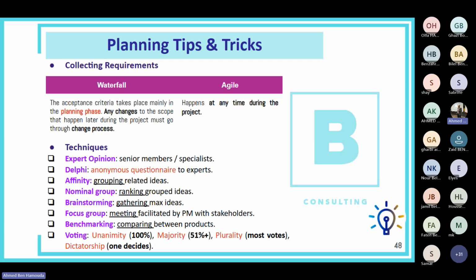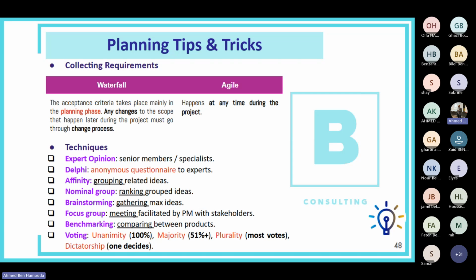Okay. Now, in order to collect requirements in our training, we've seen several techniques, such as expert opinion, having some senior members or specialists provide their opinions on what needs to be part of the scope. The Delphi technique, where we use an anonymous questionnaire sent to experts. Affinity, that's grouping the related ideas. A nominal group, that's ranking the grouped ideas. Brainstorming, that's gathering the maximum ideas.